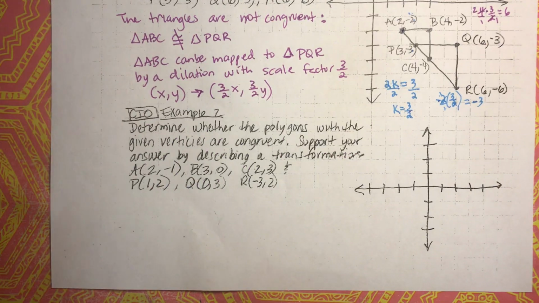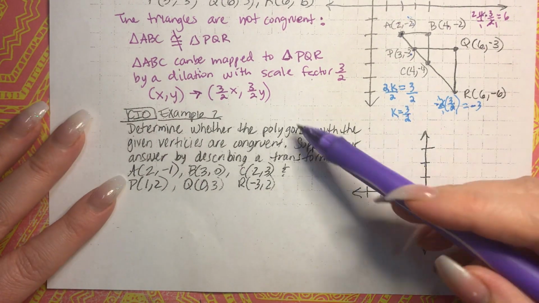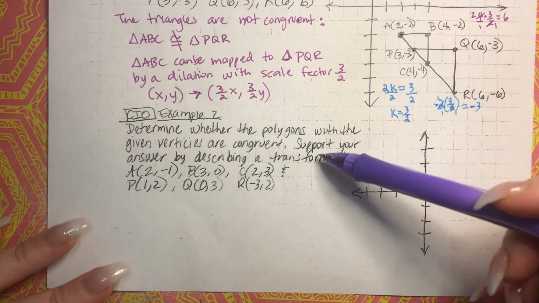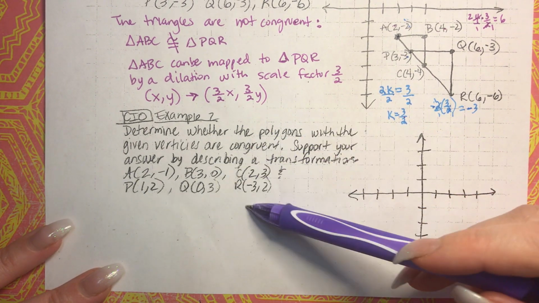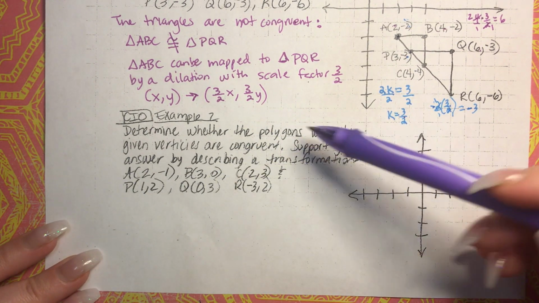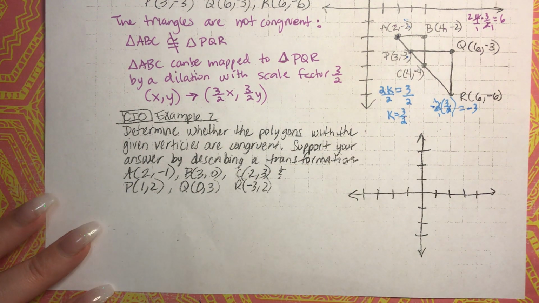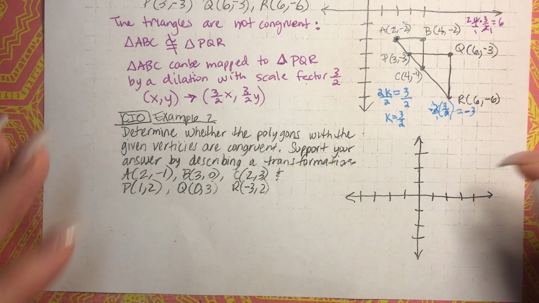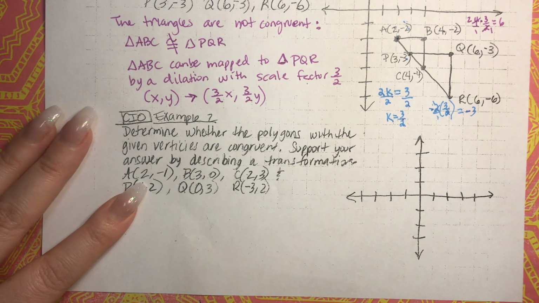All right, perfect. Now let's go ahead and check out example 2. We're going to determine whether the polygons with the given vertices are congruent, and then support our answer by describing the transformation. Okay, so we have A, B, and C. We're going to go ahead and plot those first.